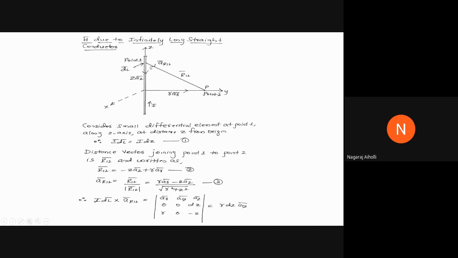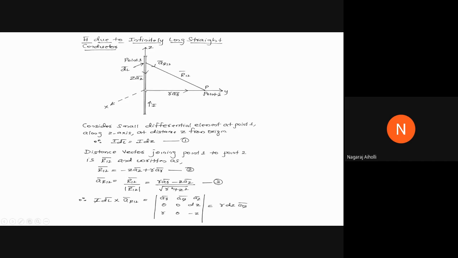The distance from point 1 to the origin is how much? Anybody? What is the distance? DL bar, sir. Okay, so DL bar is what now? It is along the Z axis, is it not? That is Z, and the unit vector is AZ bar. So it is ZAZ bar. Correct? It is ZAZ bar.